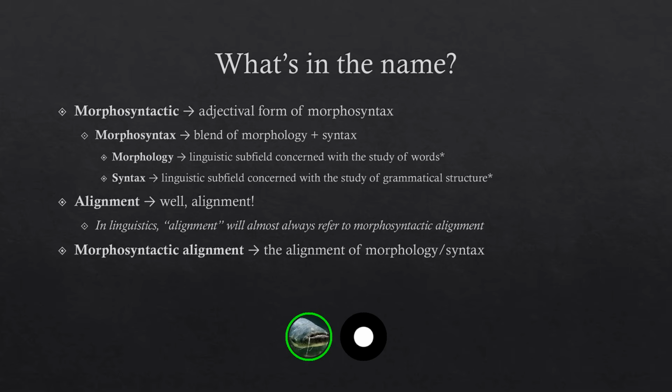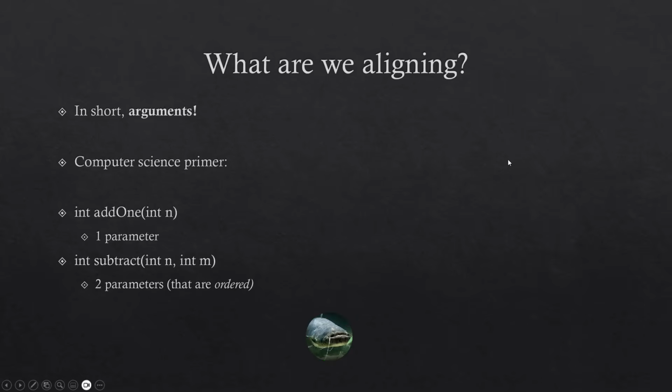So what are we aligning? We are aligning our morphology and syntax, so our words and our grammar, and getting them aligned. What does that mean? Because that might still be confusing. So we're aligning arguments. When we talk about that in linguistics, this is what we're concerned with.